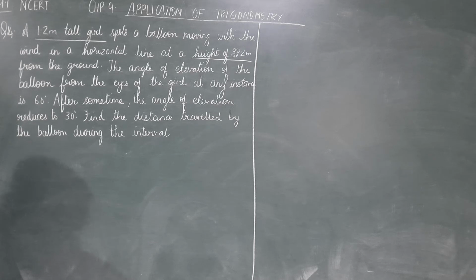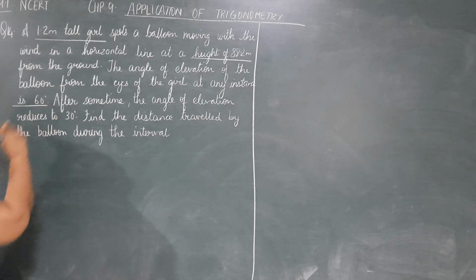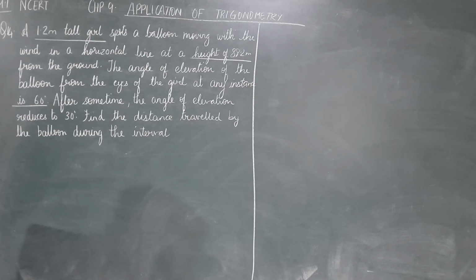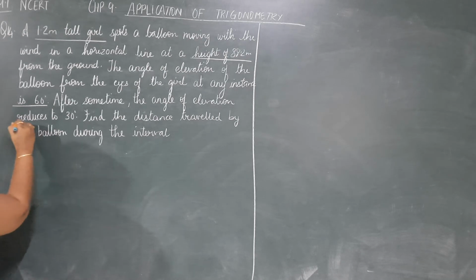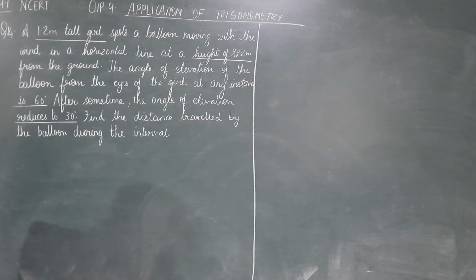The angle of elevation of the balloon from the eyes of the girl at any instant is 60 degrees, and after some time the angle of elevation reduces to 30. We need to find out the distance travelled by the balloon during the interval. Right? I hope the question is understood. Let's see how we are going to work on it.